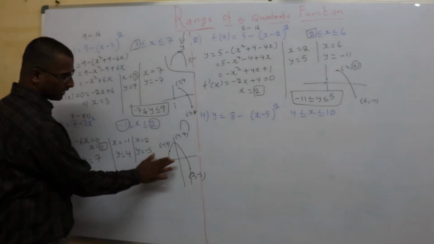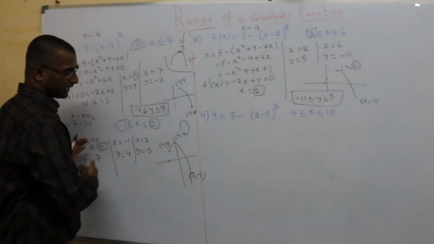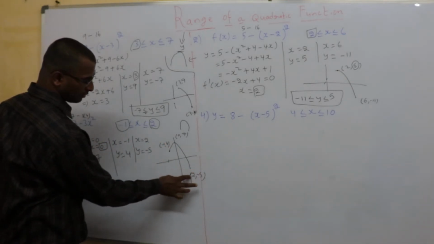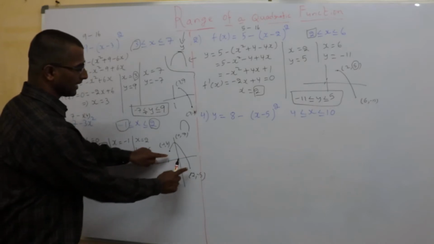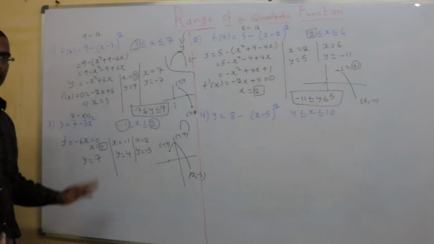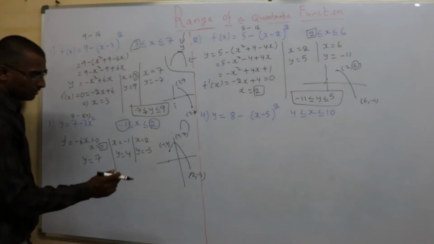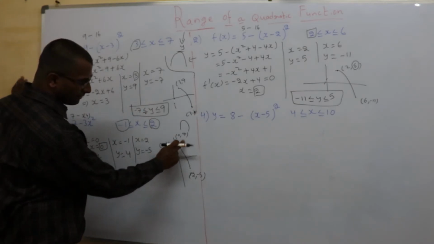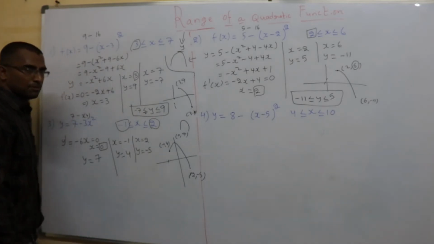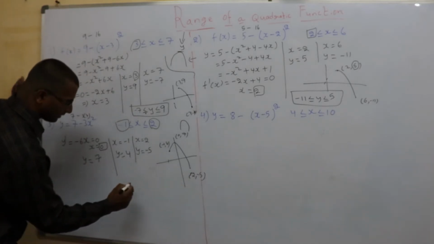But x value is restricted from minus 1 to 2. So it's not going before minus 1 nor after 2. So this is my graph. Clear so far? Yeah, now look at it and tell me what is the minimum value that I get for y. Is it 4, 7 or minus 5? Which is the minimum? Minimum is minus 5.